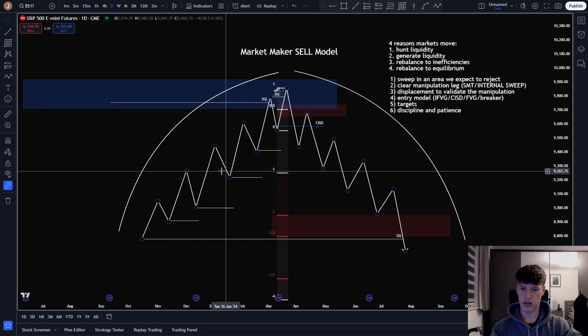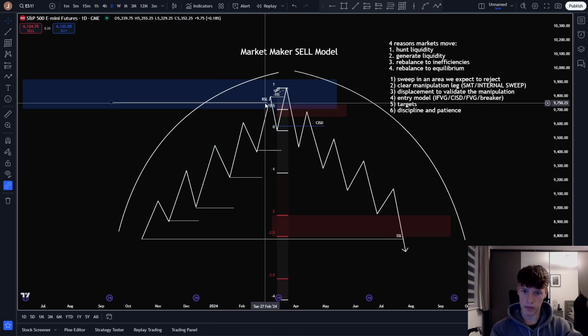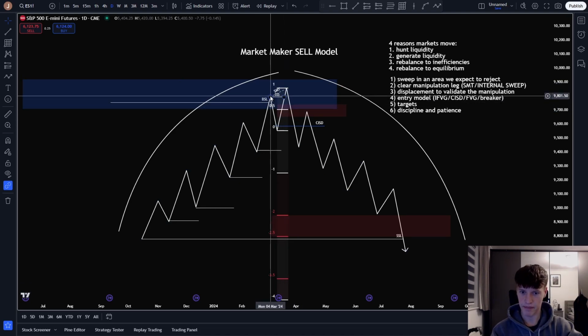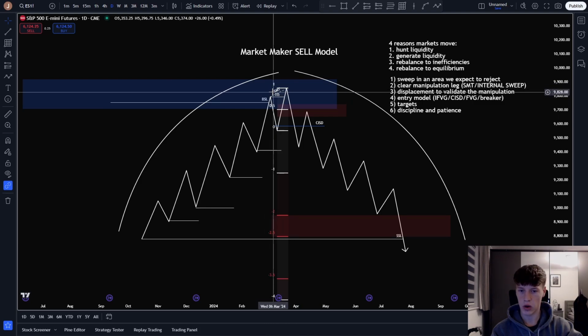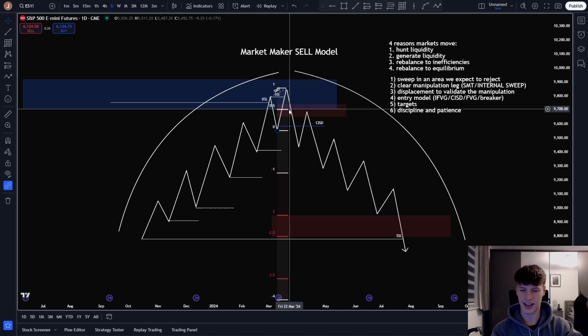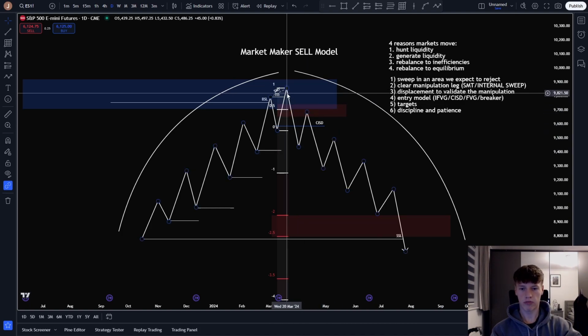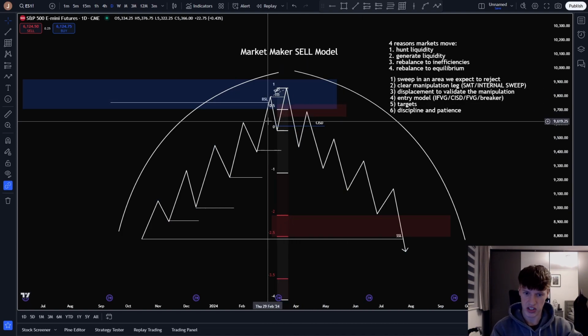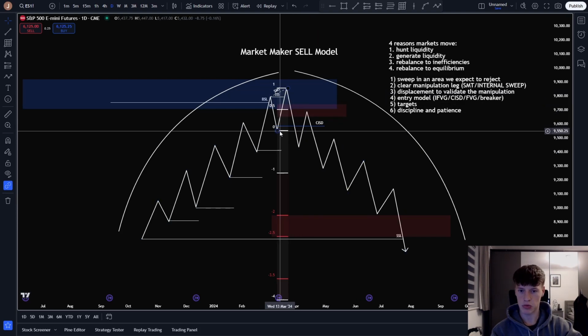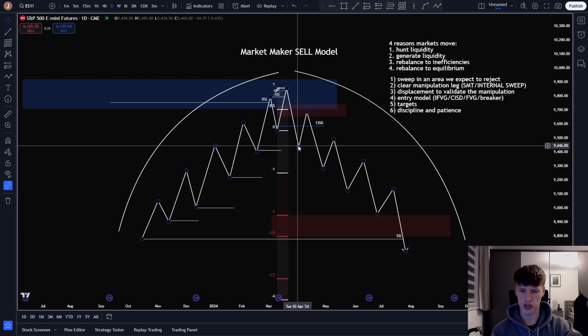Sell side being generated. We come in, sweep buy side in an area we expect to reject from. And then this is your clear manipulation leg. We've took the internal high, and in this example, there's an SMT at the internal high. After that clear manipulation leg, you want to see that clean displacement right here. You get that change in the state of delivery right here. Clean displacement through the swing low, super strong displacement.